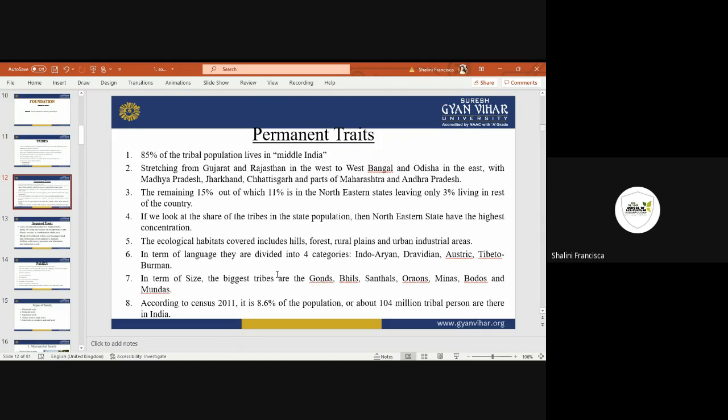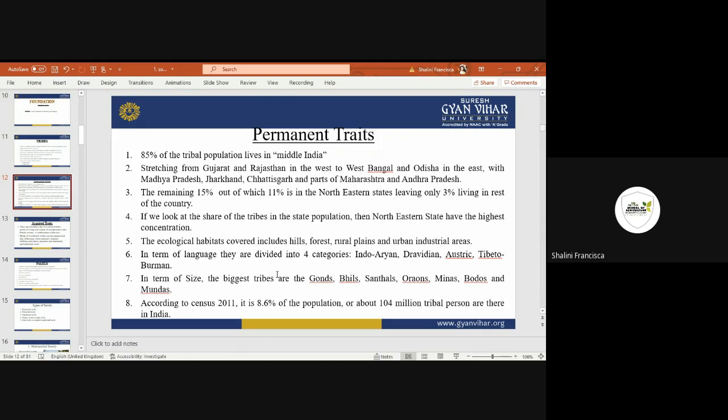So most of the tribes belong to this part of our country. The remaining 15%, out of which 11 is in the northeast states, leaves only 3% in the rest of the country. So if you see the whole parameter of 100% tribal population, 85 are from a particular area and they are following a particular way of living.